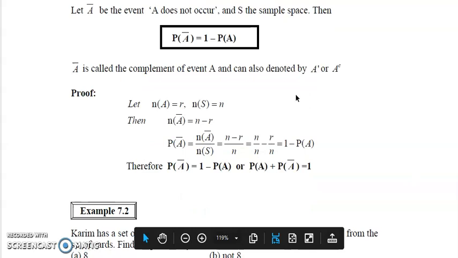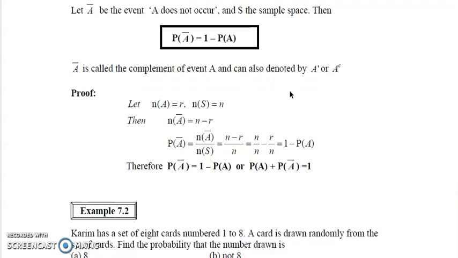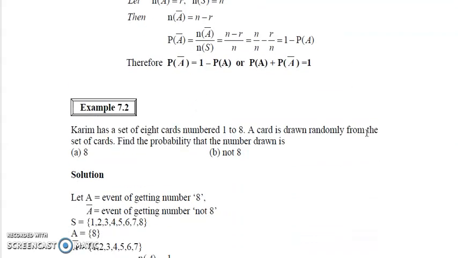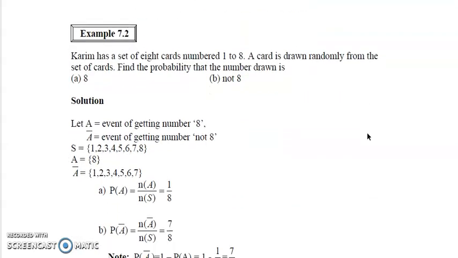There is another way that we can write or call the A bar. We can denote it with a symbol above the A, or as A power of C. Okay, so that's all. We are going to proceed to the next example.